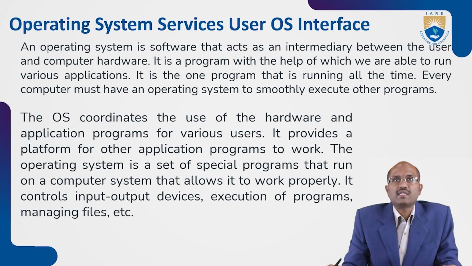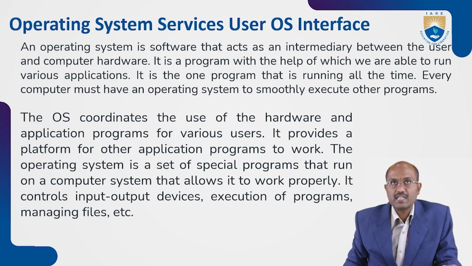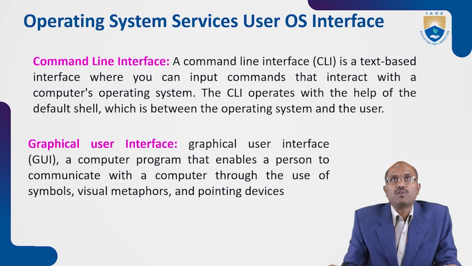The operating system is a set of special programs that run on a computer system that allows it to work properly. It controls input-output devices, execution of programs, managing files, etc. So mainly, the operating system is the interface between user and computer. That is how the operating system performs two major services, such as command line interface and graphical user interface.